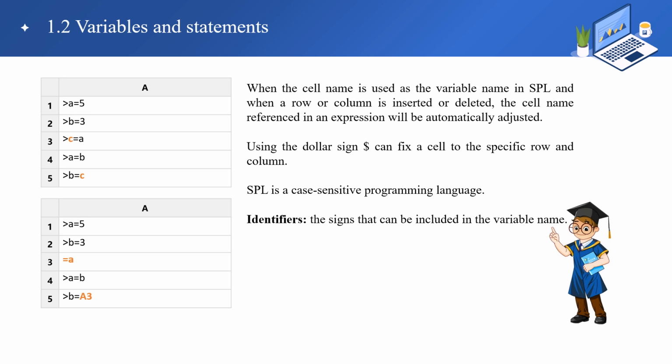A sign that can be used as a variable name is usually made up of letters and numbers and must not begin with a number. It can contain the underline. The underlined sign is generally treated as a letter and can be placed at the beginning. SPL also allows using the Chinese character in a variable name. Identifiers are the jargon for the signs that can be included in the variable name.